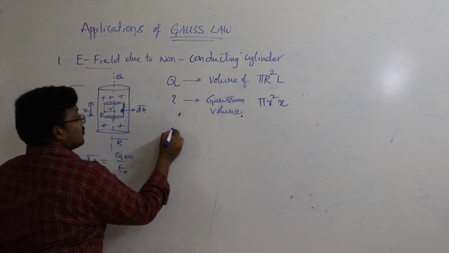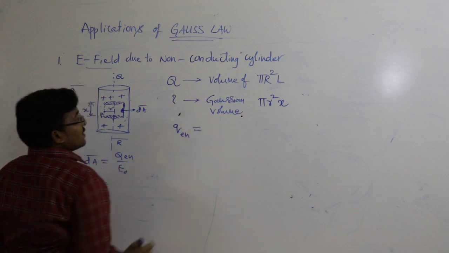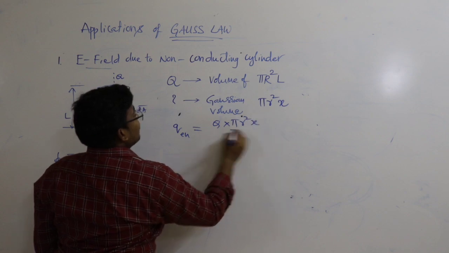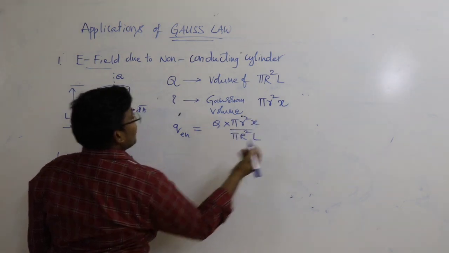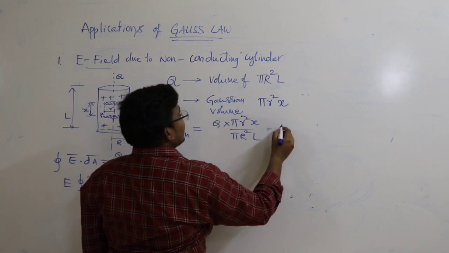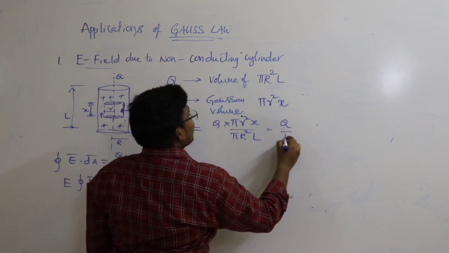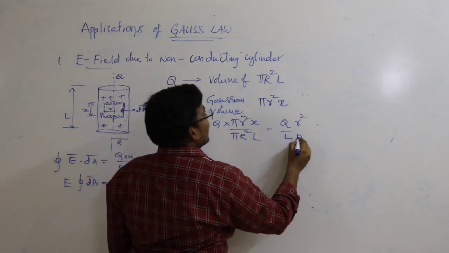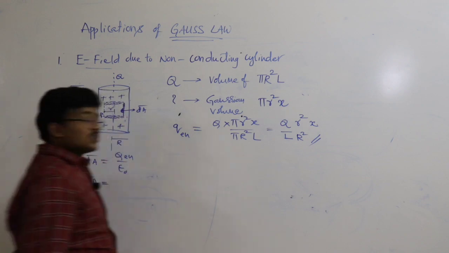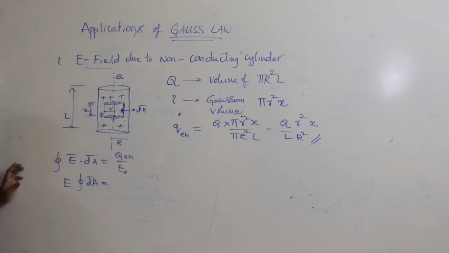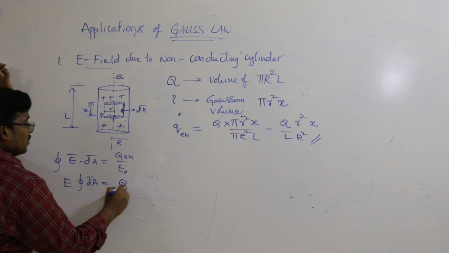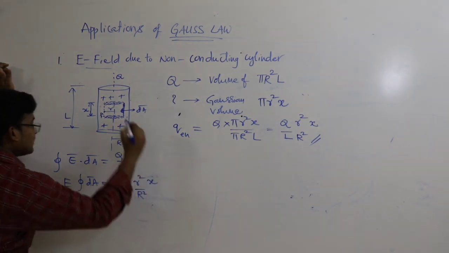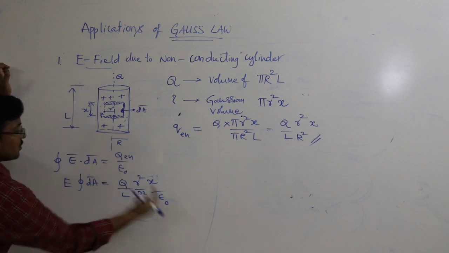Now I can find this small q enclosed is nothing but capital Q into pi r square x by pi capital R square L. So pi cancels. So you can say that Q by L into r square by capital R square into x. This is the charge enclosed. Now you can keep it here. So charge enclosed is Q by L, small r square by capital R square, into x, by epsilon naught.